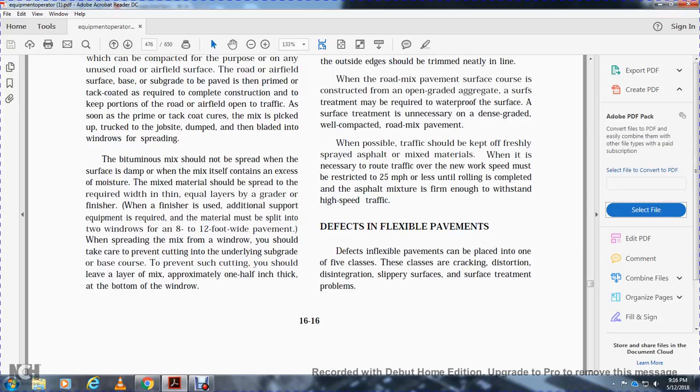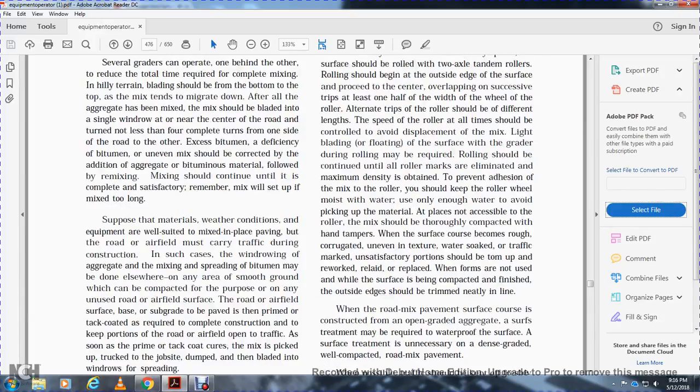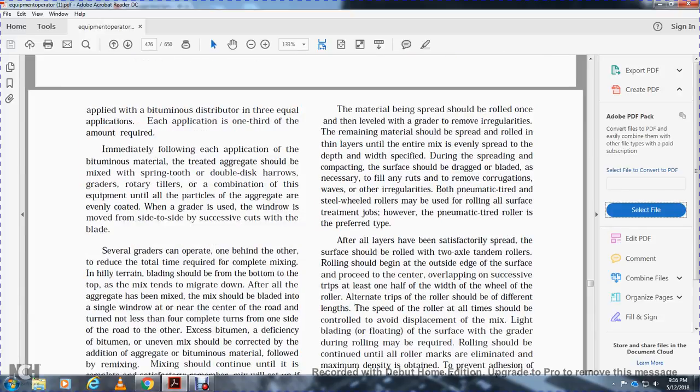Spreading the mix in the windrow, care should be taken to prevent cutting of the underlying subgrade of the base course. To prevent such cutting, leave a layer of mix approximately 1/2 inch above the bottom of the windrow. The material being spread should be rolled with the grader to remove the irregularities. The remaining material should be spread in a thin layer of the entire mix with the depth specified. During the spreading, the compacting strip is to be dragged and bladed as necessary to fill any ruts. Remove the corrugation waves and other irregularities.